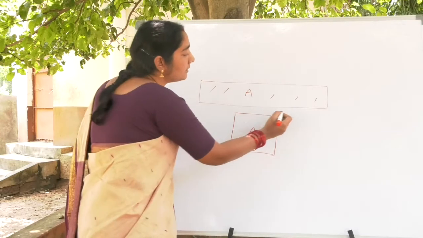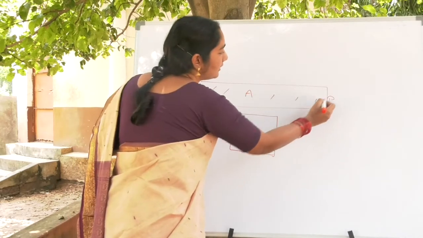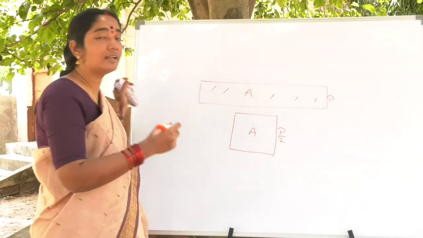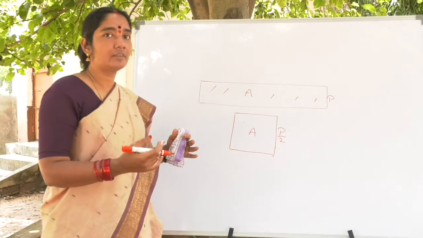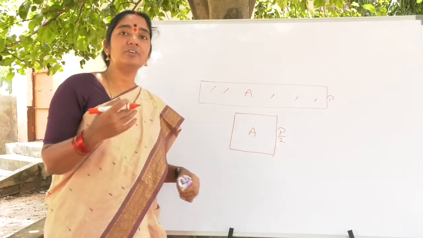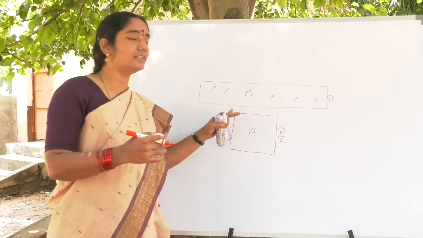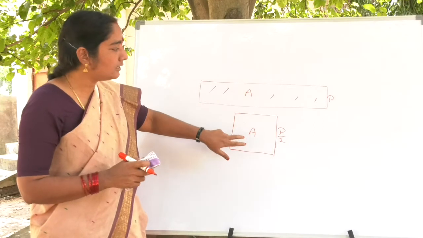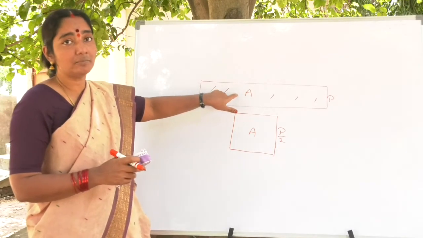But here the perimeter is only half of the previous perimeter. The perimeter has decreased. So when the perimeter is decreasing, naturally the cost of construction, the cost of fencing, everything has decreased. So it is always better to take this shape than to take this shape.